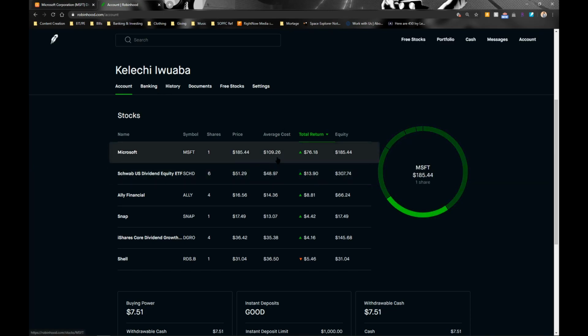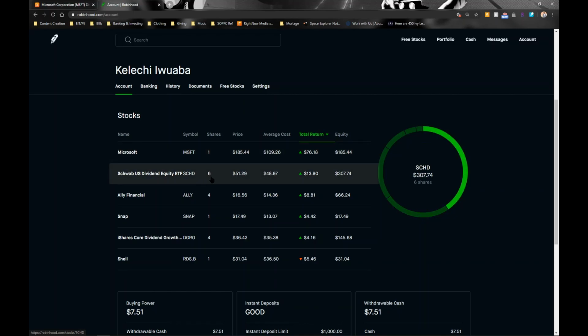But for me, I only have one share, so the cost is the price that it cost me for that one share. But if you look at the 6 shares that I have for SCHD, it is $48.97. So this is basically the way we dollar cost average. I talk about it a lot. Dollar cost averaging is really good for you.